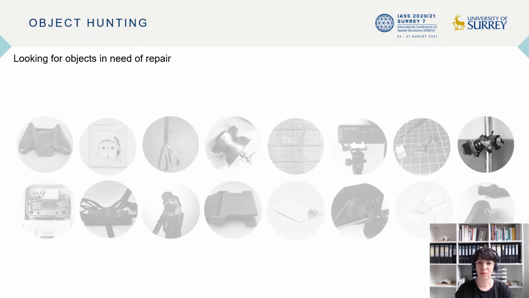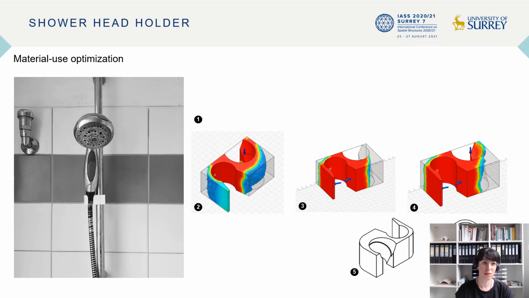Here we can observe another case, the shower head holder. In this case, the student used the material use optimization option available on Fusion 360. So he made a very rough first design and then apply loads in different parts of the piece in order to optimize the material use.